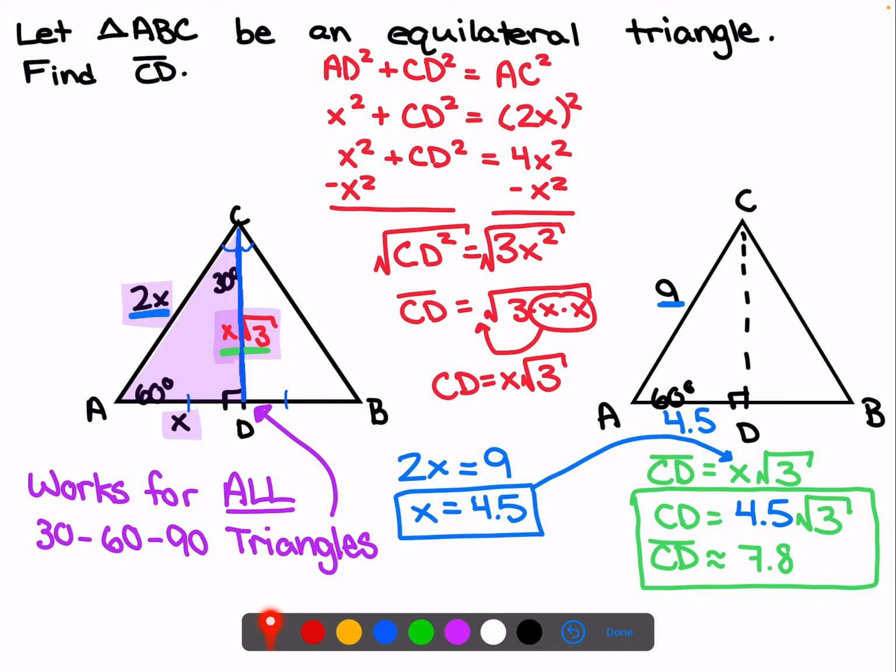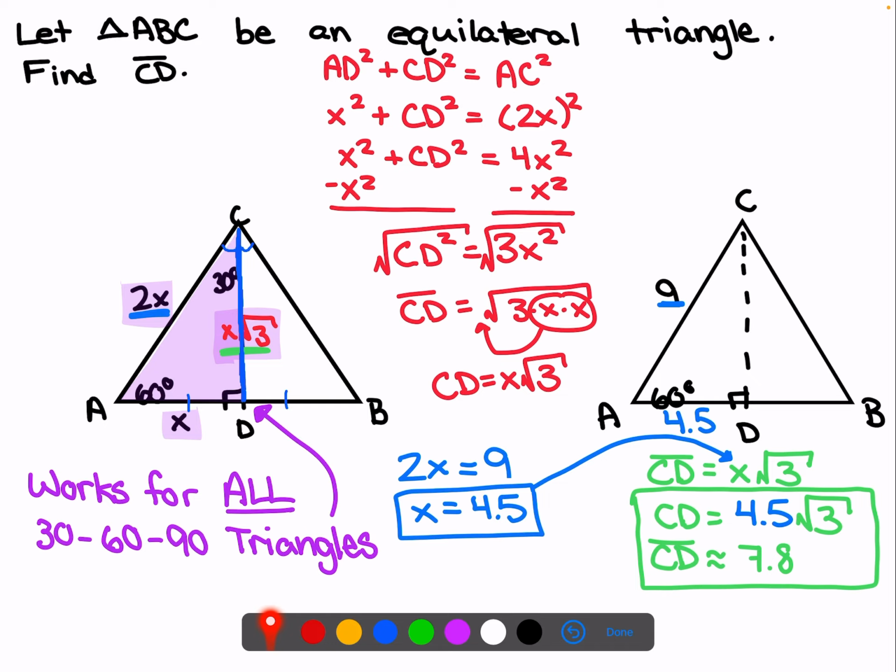Now, you may be wondering, Mr. Garner, does SOHCAHTOA work for this? Yes, absolutely. You can use SOHCAHTOA at any point. You'll get the same exact answers, and that's the interesting part. So if you want to use SOHCAHTOA, if you want to use your trig functions, you can.